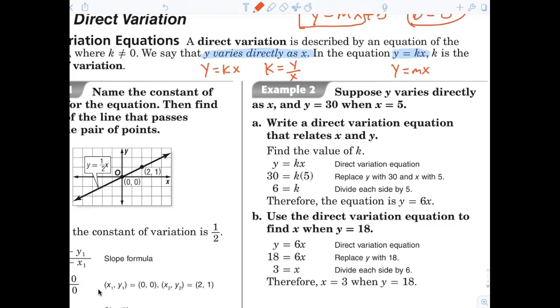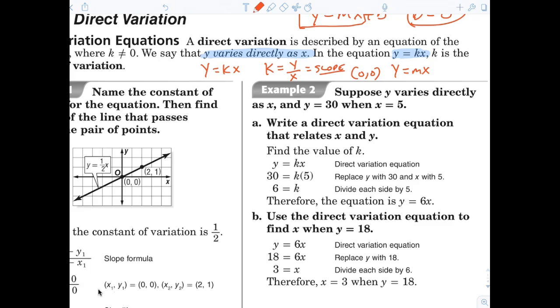All right. Now, this actually, believe it or not, is going to be the slope. The reason why it's going to be the slope is because every line that is directly related will go through the point 0, 0. All right? They will always pass through the point 0, 0. So believe it or not, the constant is always going to be the slope. The constant is always going to be the slope.